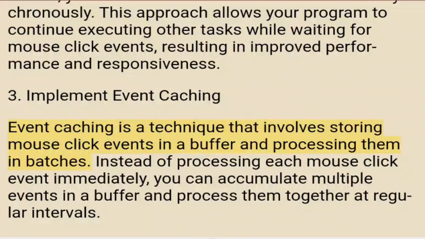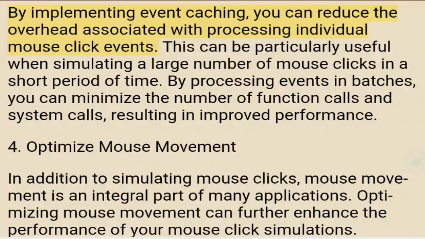3. Implement event caching. Event caching is a technique that involves storing mouse click events in a buffer and processing them in batches. Instead of processing each mouse click event immediately, you can accumulate multiple events in a buffer and process them together at regular intervals. By implementing event caching, you can reduce the overhead associated with processing individual mouse click events. This can be particularly useful when simulating a large number of mouse clicks in a short period of time. By processing events in batches, you can minimize the number of function calls and system calls, resulting in improved performance.